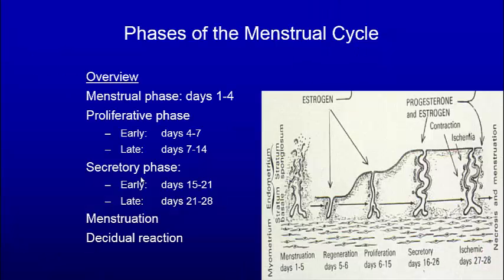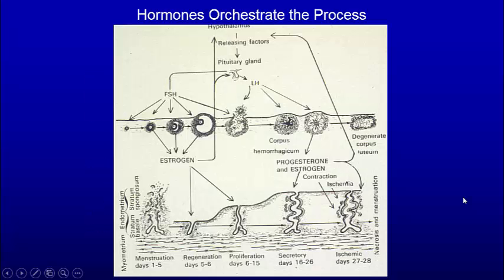So here we can see the different days and what's influenced. You have estrogen influence in the beginning, and then after ovulation you have progesterone and estrogen influence. And that progesterone is coming from the corpus luteum. If the corpus luteum regressed, the progesterone is not being produced, and as a consequence you will get ischemia to occur and the onset of menstruation to occur.